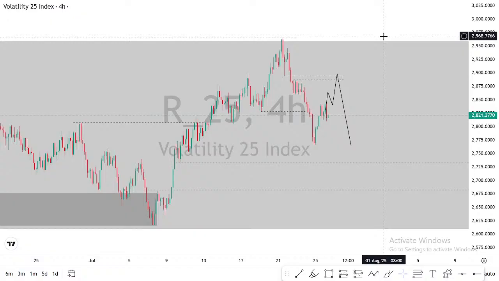Just check them out and get a particular confirmation that works for your own trading style. So this is what I am looking out for on Volatility 25.